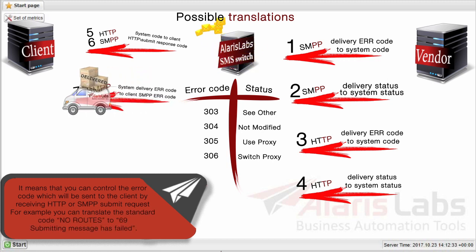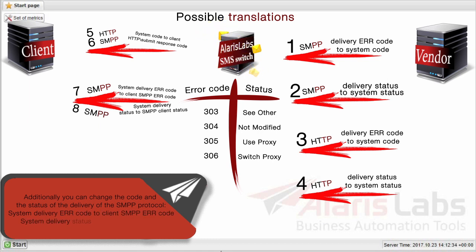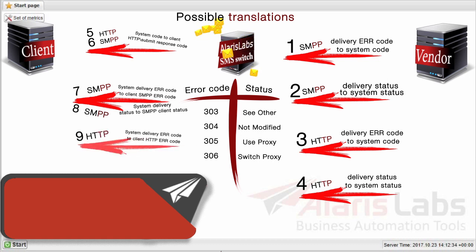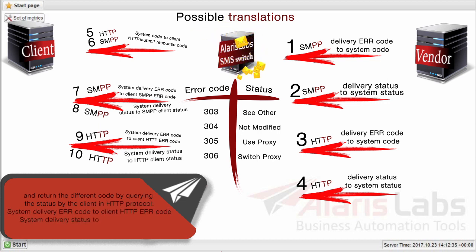Additionally, you can change the code and the status of the delivery of the SMTP protocol. System delivery error code to the client SMTP error code. System delivery status to the SMTP client status. And return the different code by querying the status by the client in HTTP protocol. System delivery error code to the client HTTP error code.